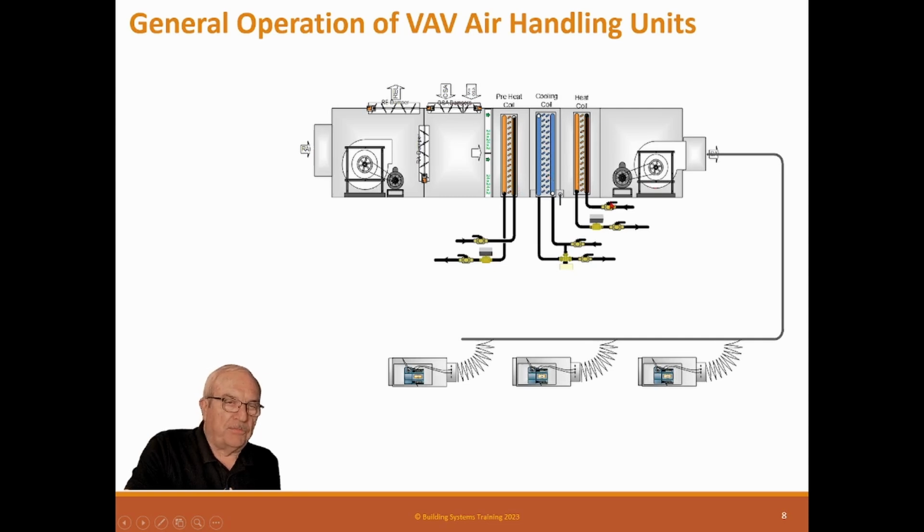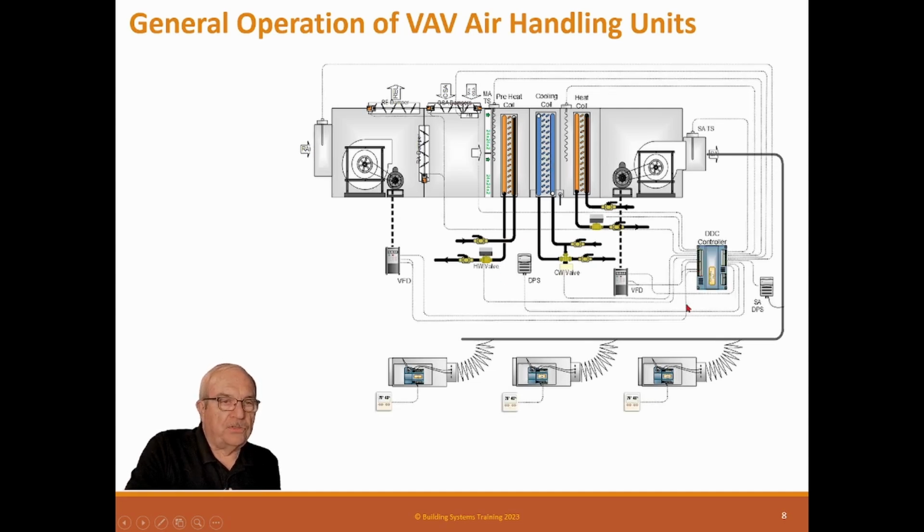And remember, this is a 4-pipe unit. I know it has 6 pipes, but it's really a 4-pipe unit. It has a preheat coil, a cooling coil, and a heating coil. And this arrangement, the cooling coil and heating coil, allows us to do dehumidification, because we can cool the air and then reheat the air, keeping the space comfortable.